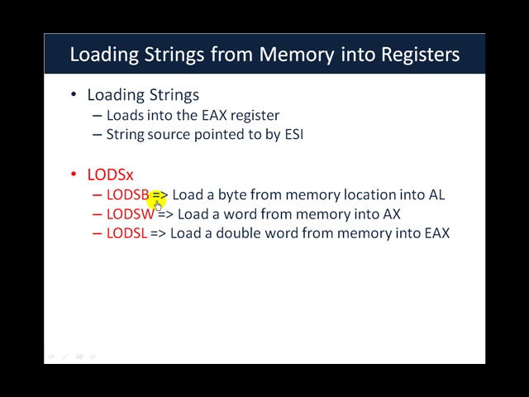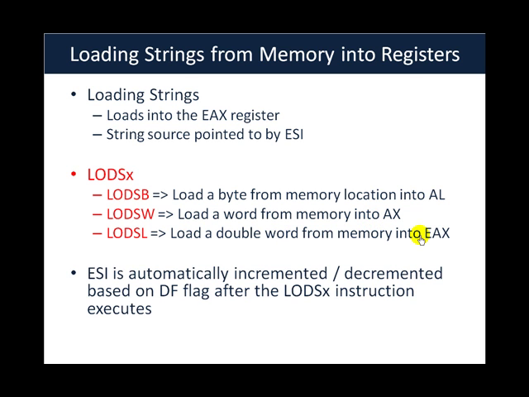As expected, LODSB, LODSW and LODSL stand for a 1 byte transfer into AL, a 1 word transfer into AX, and a double word transfer into EAX. Point to be noted once again is that ESI is going to be automatically incremented or decremented based on the DF flag after the LODSX instruction executes. This is something you need to remember for all these string instructions: ESI, EDI will be automatically incremented or decremented. Now let's quickly look at a demonstration using the LODSX series of commands.